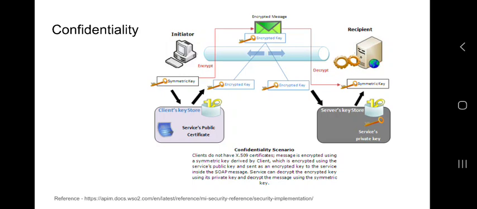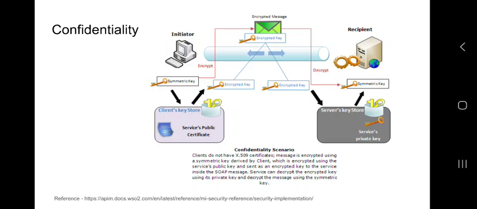And then once the encrypted message is there, you need to also make sure you use the service's public key or the recipient's public key to encrypt the symmetric key that was used to encrypt the original message, right? And then you bundle everything together and send it to the recipient. On the recipient side, the symmetric key will be decrypted using its private key, and then you will get hold of the symmetric key, and then the symmetric key will be used to decrypt the message to unfold that. So that's the confidentiality scenario.